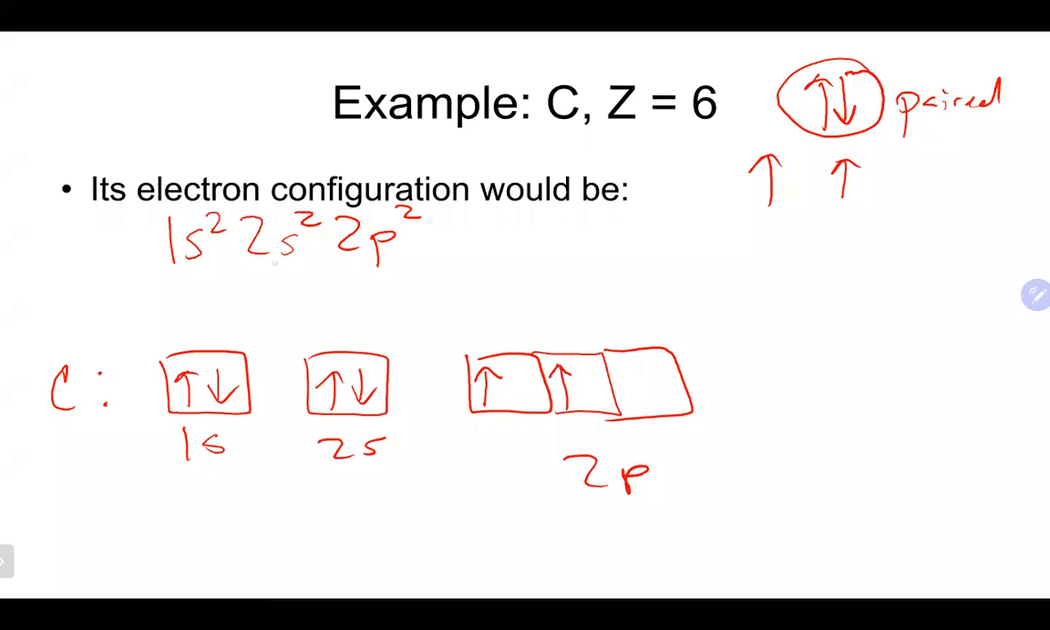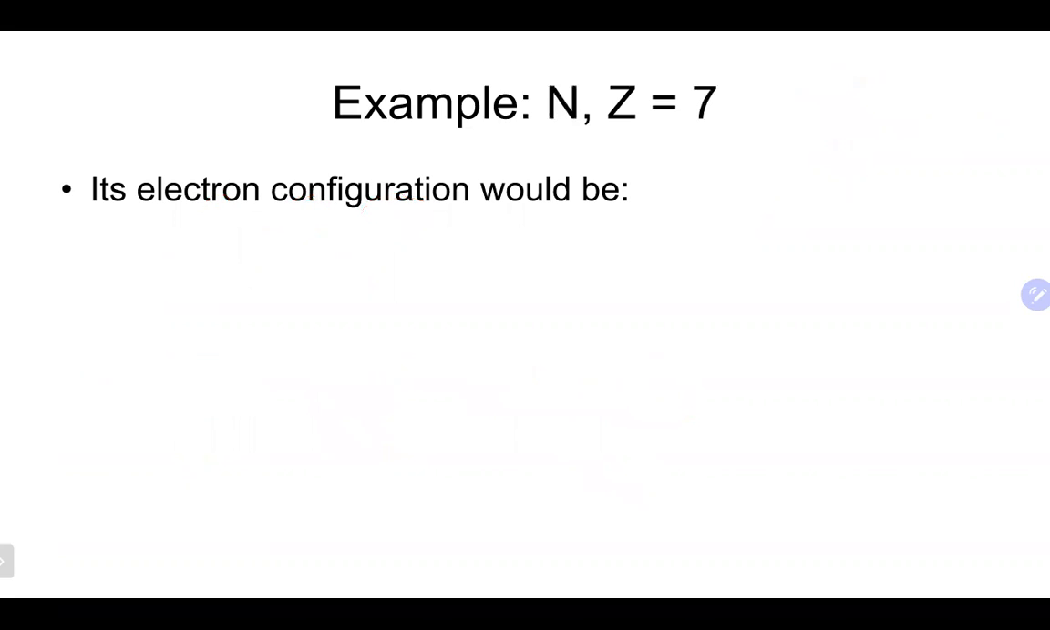At this point, we can see we now have 4 electrons in the second energy level. We still have our 2 electrons in the first energy level. Continuing on to nitrogen, which is 7, would give us an electron configuration of 1s2, 2s2, 2p3.